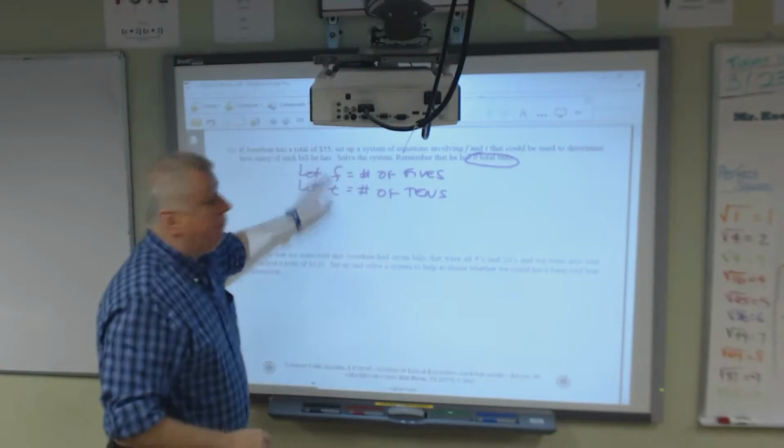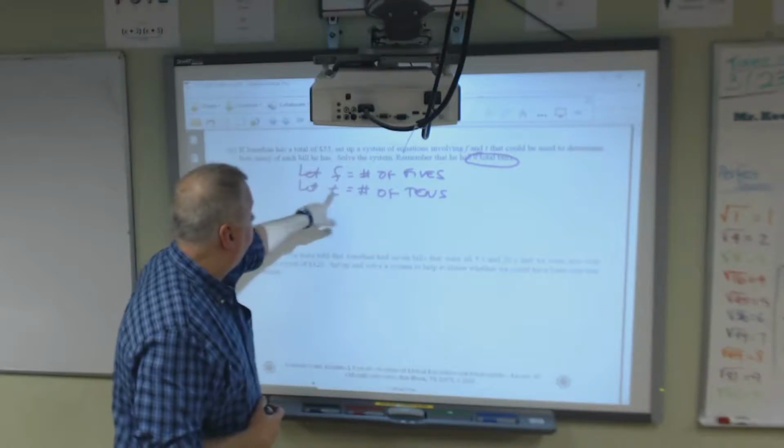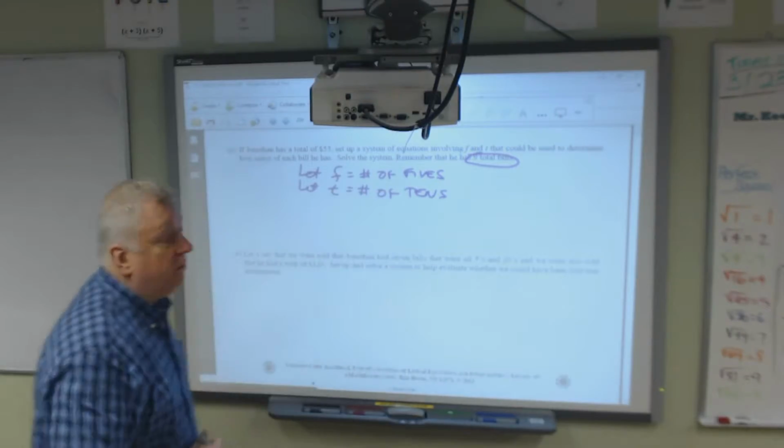A let statement. We're going to let the variable F stand for how many 5s he has. We're going to let the variable T stand for how many 10s he has.